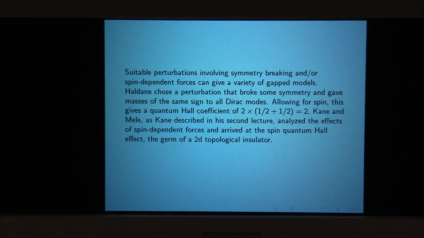Kane and Mele, instead, as Kane described in his second lecture, analyzed the effect of the spin-orbit coupling that exists in the real world, and they arrived at the spin quantum Hall effect, which was the germ of a two-dimensional topological insulator. So it's been fun, but I'm afraid we've come to the end. It's time to call it a day. Thank you.